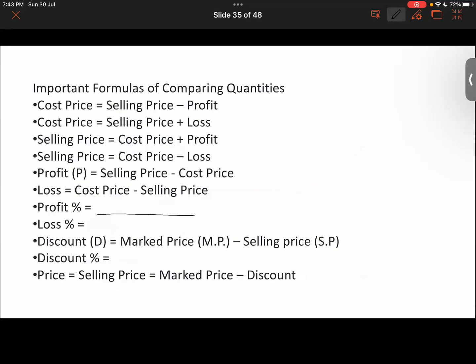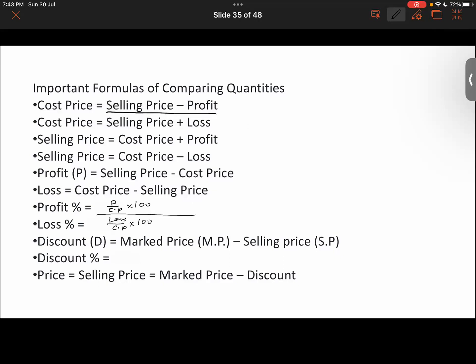Look, profit percent is simply profit upon cost price multiplied by 100. That is the formula here. Loss percent is loss upon cost price multiplied by 100. Okay, that is the thing here. That is a simple formula, no? Like cost price is simply selling price minus profit.